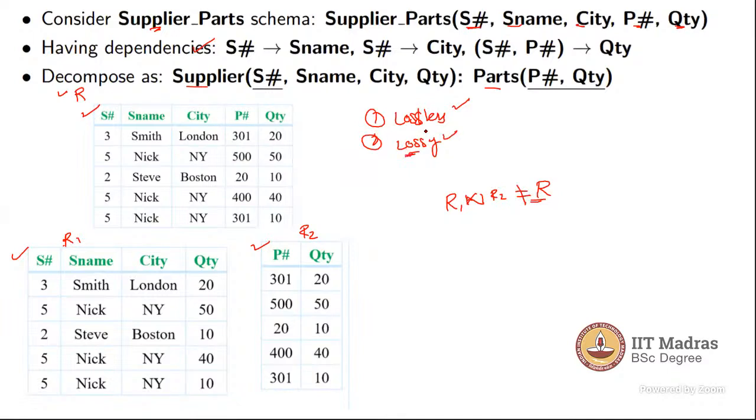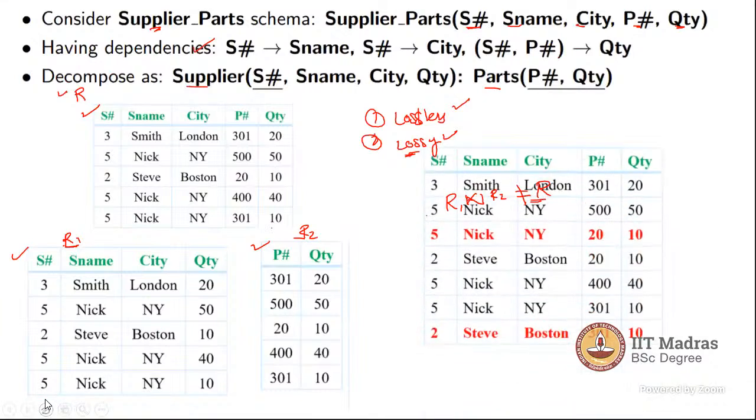Now, in this case, if you perform the natural join operation between R1 and R2, you will get two more extra tuples. You can see here I am getting these two new tuples, which are not there in the original table. So this decomposition is a lossy decomposition.